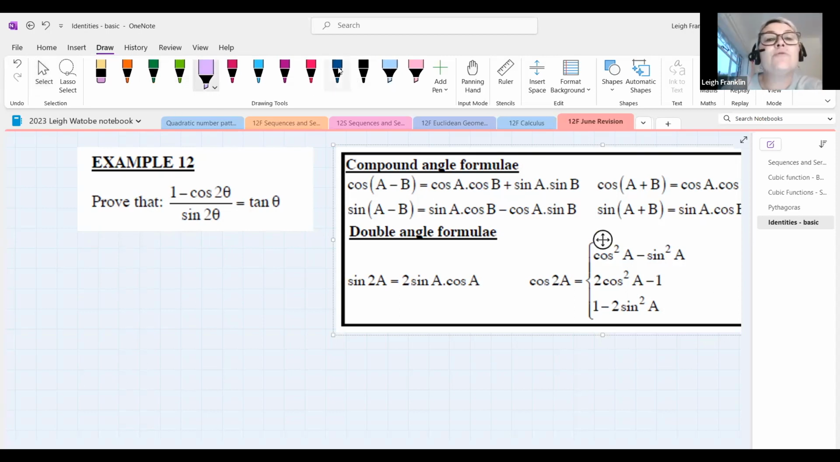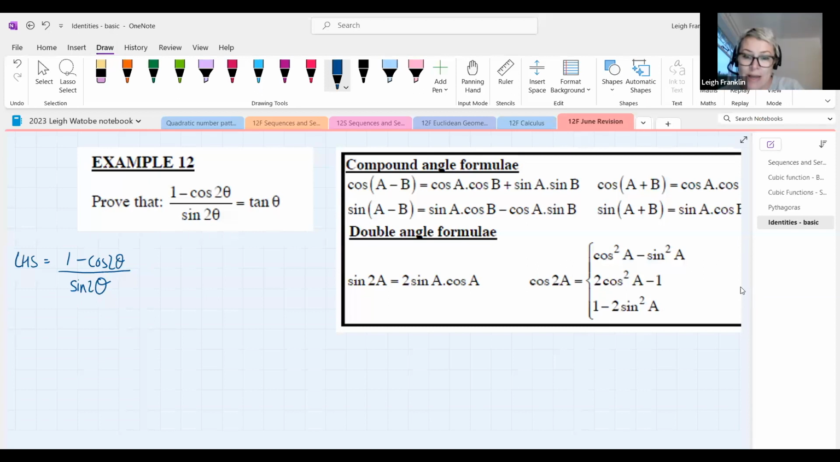So setting it out, we would write left-hand side equals, although you don't specifically need to do that, and we would write down what the left-hand side is. So 1 minus cos 2 theta all over sine 2 theta. Now, when it comes to the cosine double angle, we have three options. Either we can write cos squared A minus sine squared A, or 2 cos squared A minus 1, or we can write 1 minus 2 sine squared A.